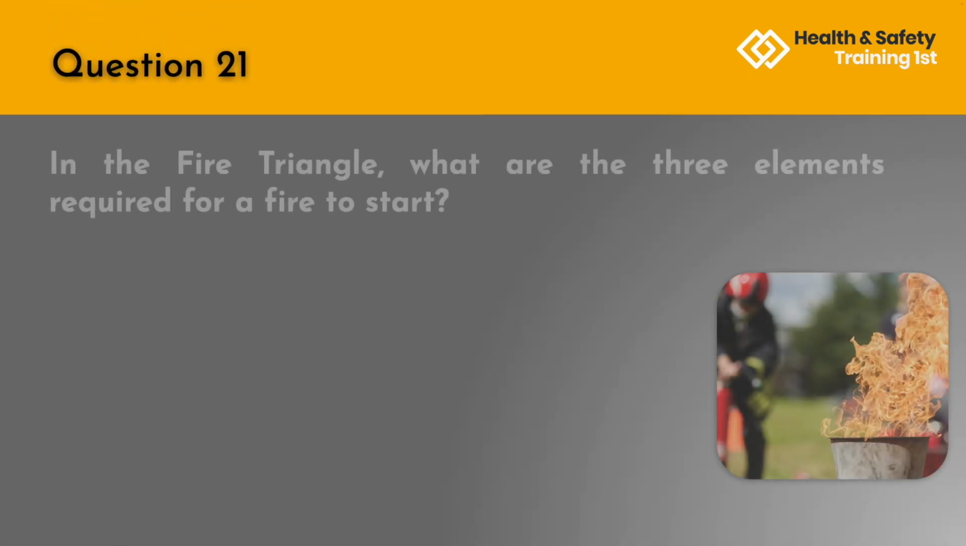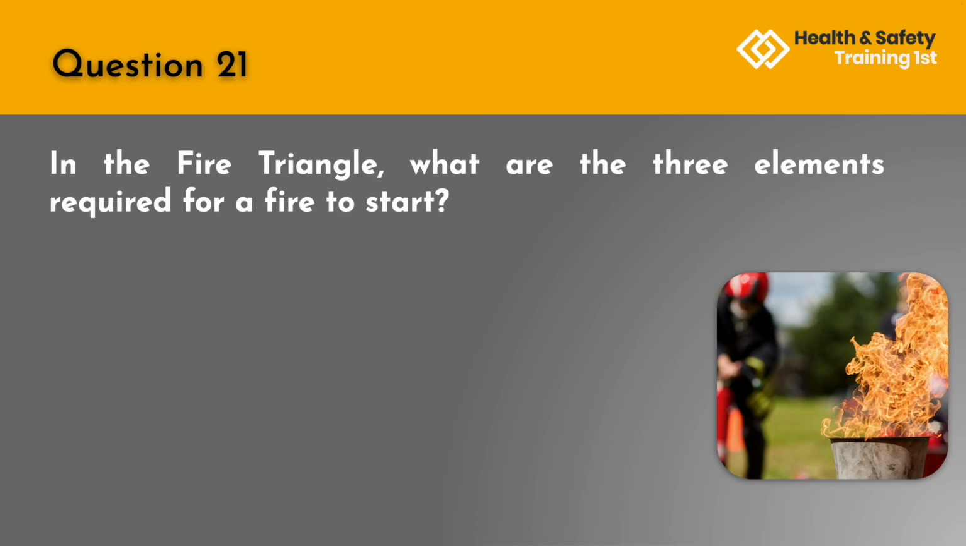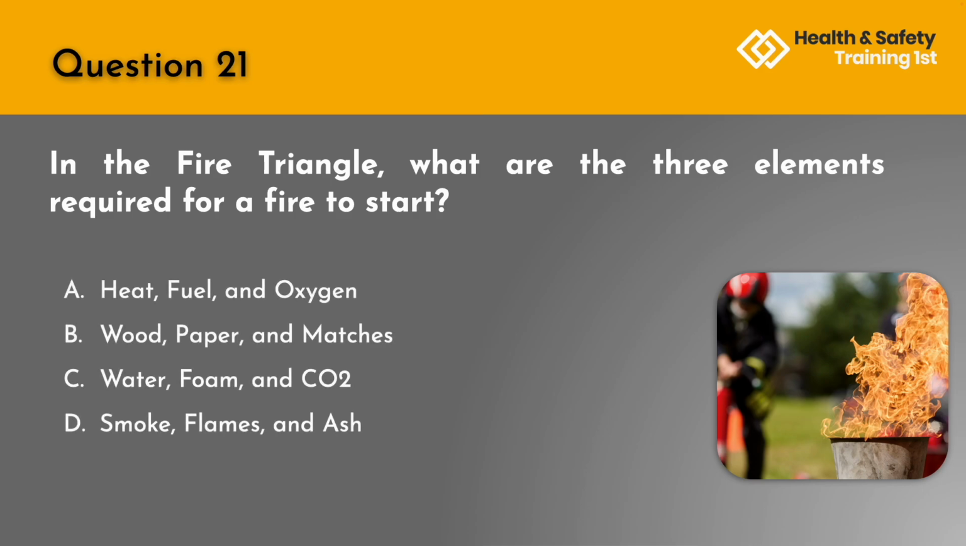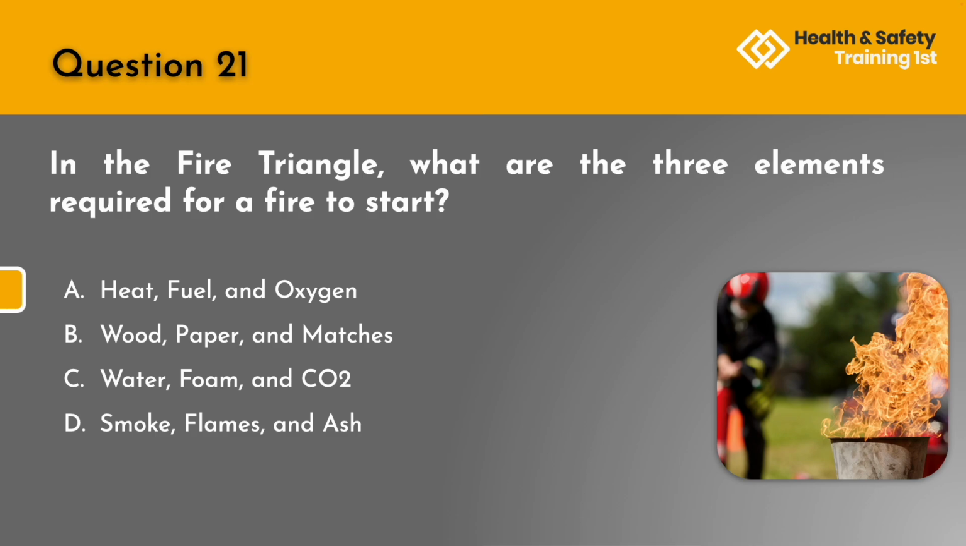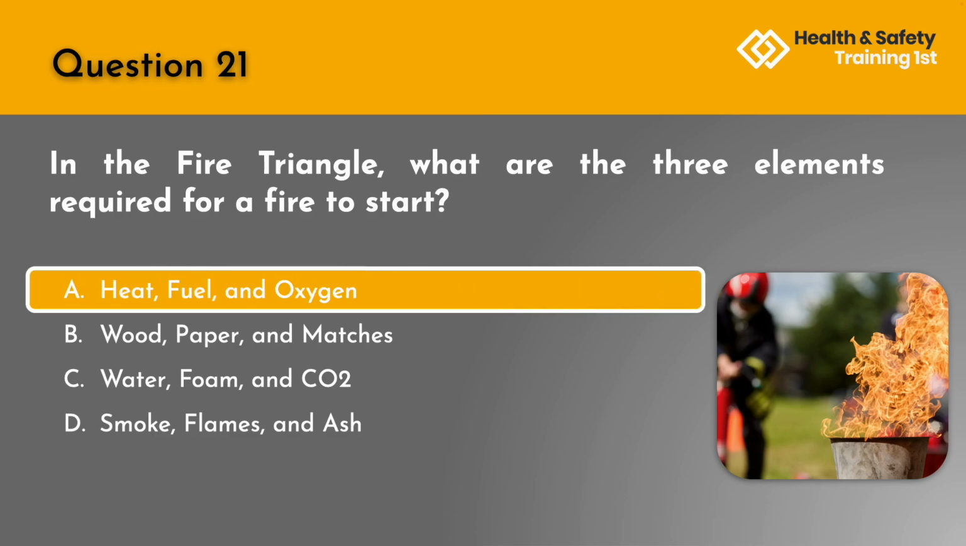Question 21. In the fire triangle, what are the three elements required for a fire to start? A. Heat, fuel and oxygen. B. Wood, paper and matches. C. Water, foam and CO2. Or D. Smoke, flames and ash. The correct answer is A. Heat, fuel and oxygen.